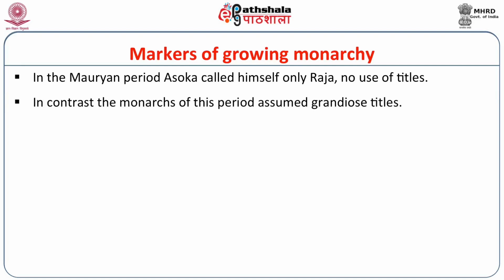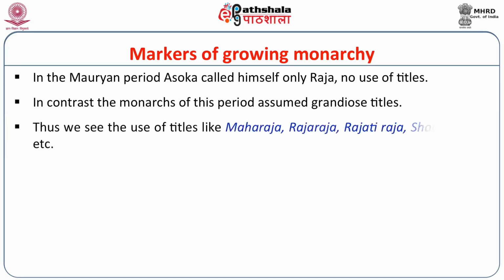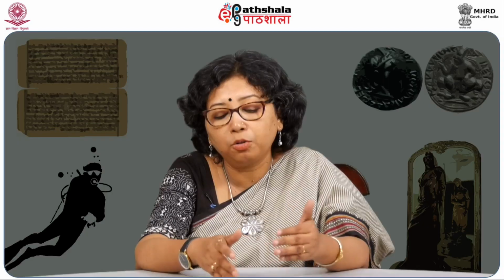But the characteristic of this period is that the monarchs use grandiose titles. Thus we see the use of titles like Maharaja, Rajaraja, Rajatiraja, Shahanushahi, which was used by the Kushanas. The Greeks, in Greek, used to write Basileus, Basileon, which was translated as Raja, Rajaraja, Rajatiraja, and the Kushanas, when they came to power, started using the title Shahanushahi.